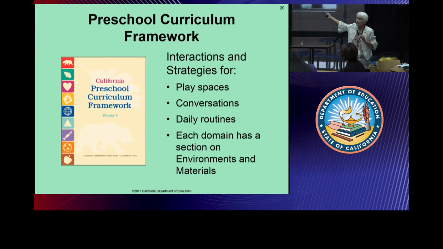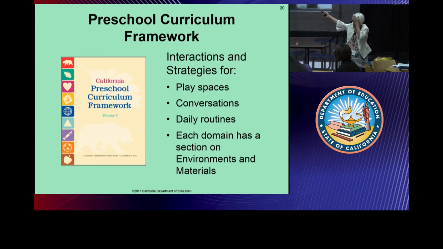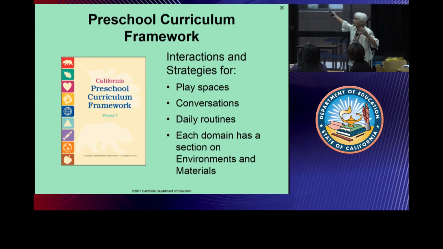In your frameworks, I want you to know that each domain has its own set of environments and materials. Each also has its own description of interactions and strategies and what appropriate play spaces are. And again, I'm going to get to what I think is the meat here, which is the conversations. The ability for that teacher, that person who is leading the group, to ask those questions, because that's where the learning takes place. And just as importantly, as the speaker this morning said, not just ask the questions, listen to the answers. Wait for the answer. Wait for the child to tell you.